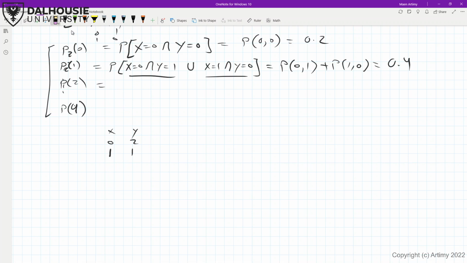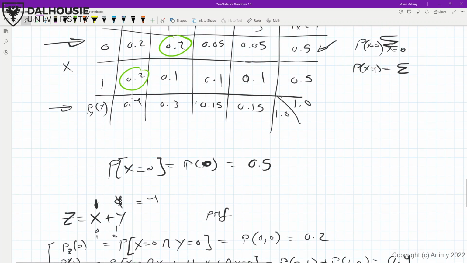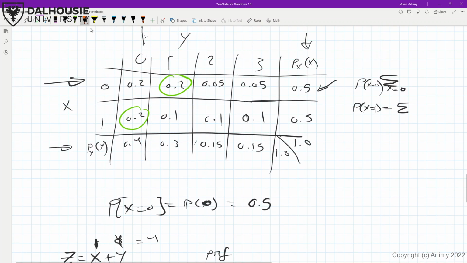So this is (0, 2) and (1, 1). (0, 2) is this one, and (1, 1) is this one, so it's 0.15.